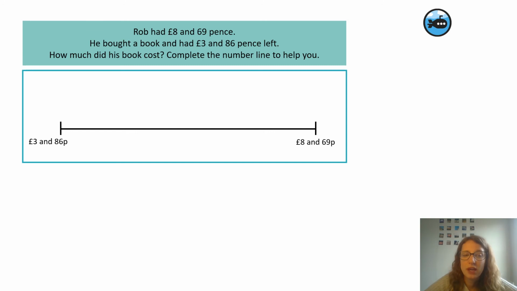Okay, so I'm going to start at £3.86 and I want to get to the next £1, which is £4. So I'm going to add 14 pence as my first jump. Now I'm at £4. It's a bit easier. I could do a big jump up to £8, so I've now added another £4. So now what's left? I'm at £8, so I need to get to £8.69. Well done. So I need to add another 69 pence.